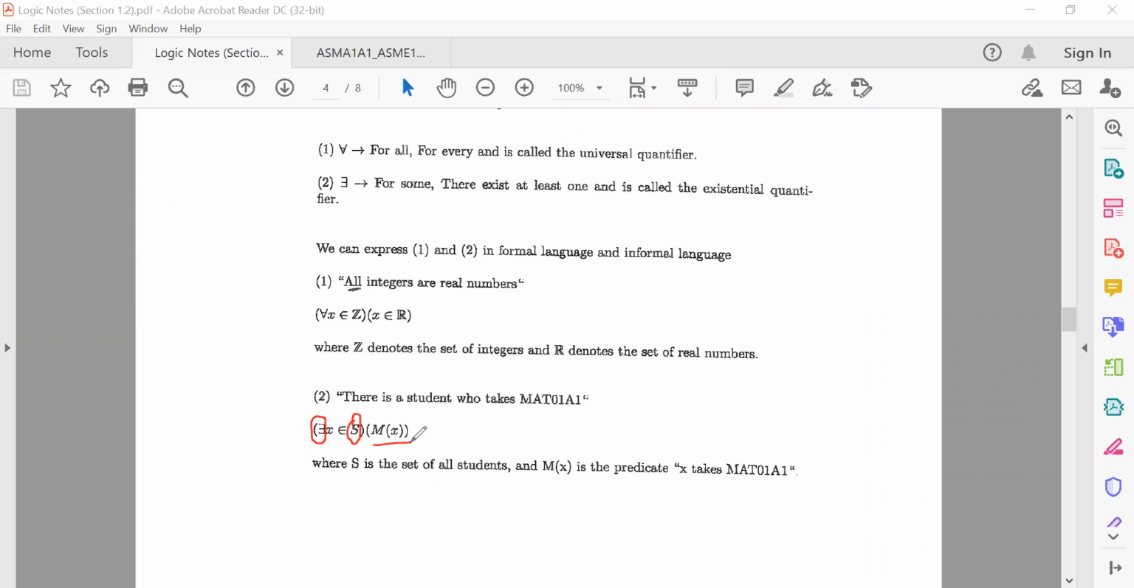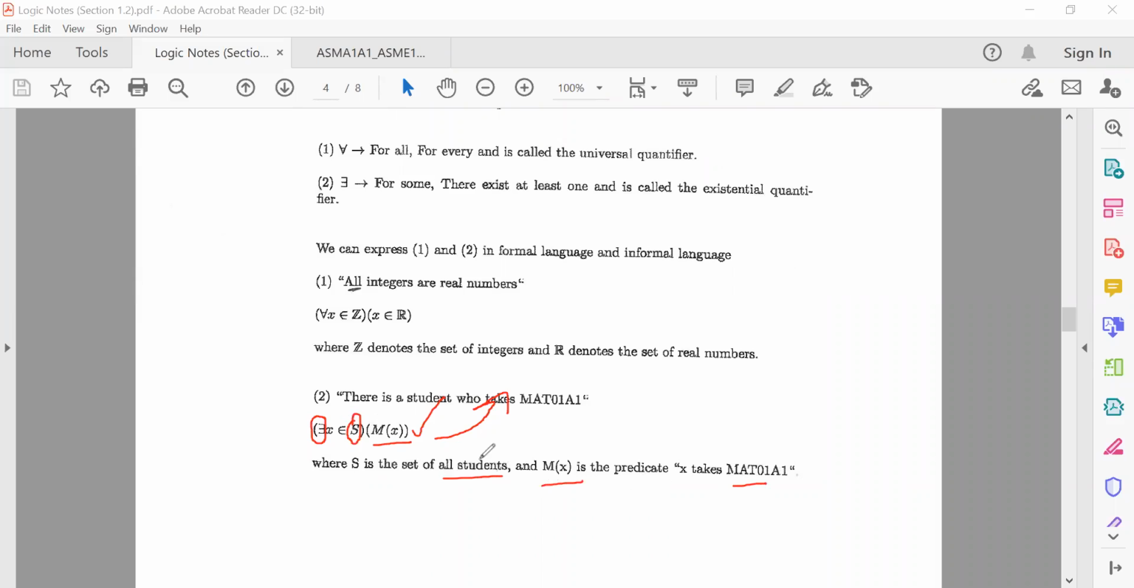All right. But now you need to tell me, in this case, what S and M is. Don't just write this in a test and think I'm going to translate it directly that there is a student who takes math. You need to tell me. S there stands for the set of all students. M(x) is a predicate: x takes math. All right, I hope everyone is happy with that.